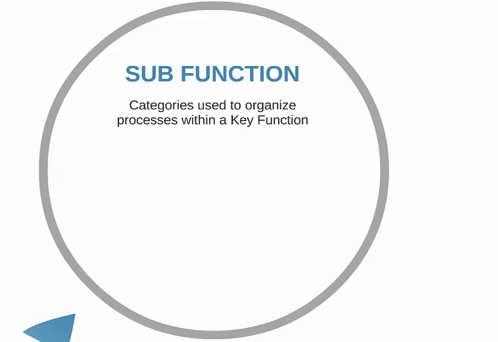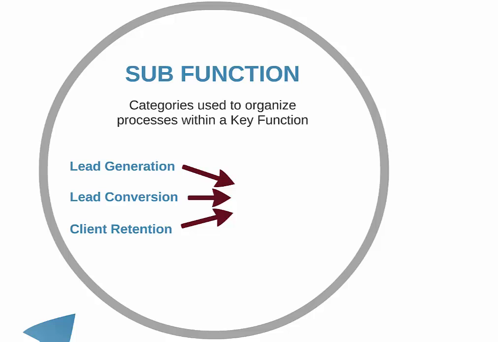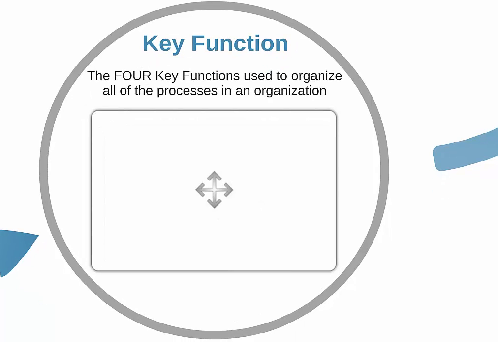Subfunctions are essentially categories used to organize processes within a key function. If we think about the sales and marketing processes in your business, there are often multiple categories. You might have lead generation processes. You might have lead conversion processes. You might have client retention processes. These are all categories of processes within a key function that we might call sales and marketing. The subfunctions are then organized within 4 key functions. This is at the highest level of the organization, and there are 4 key functions in every business.